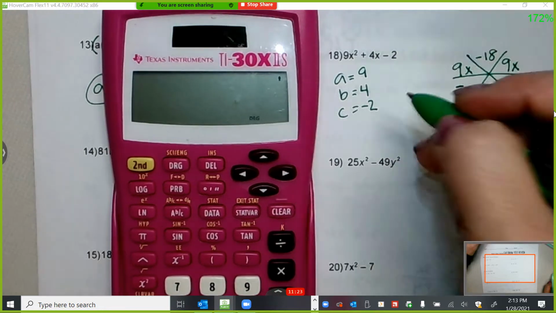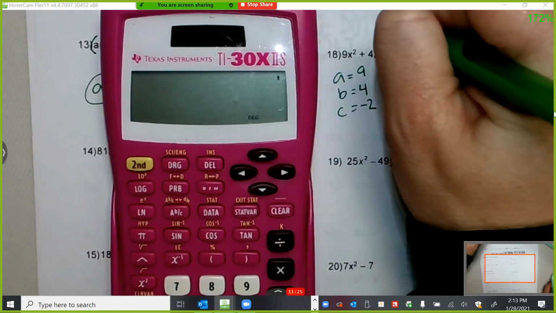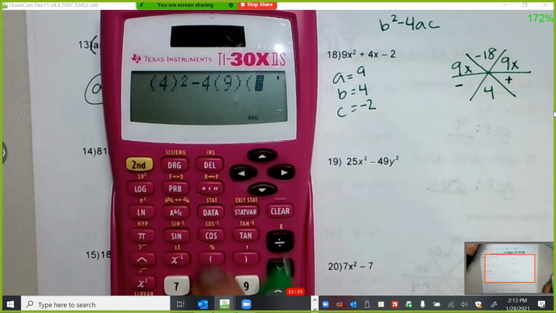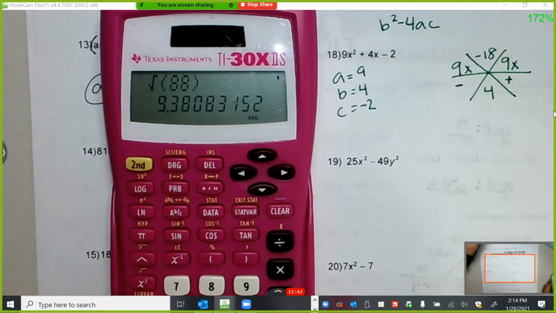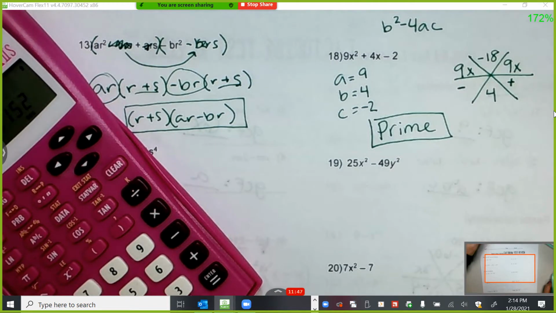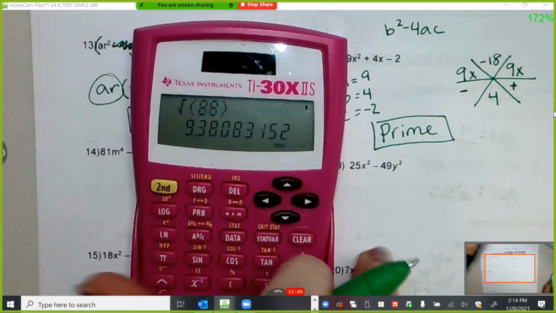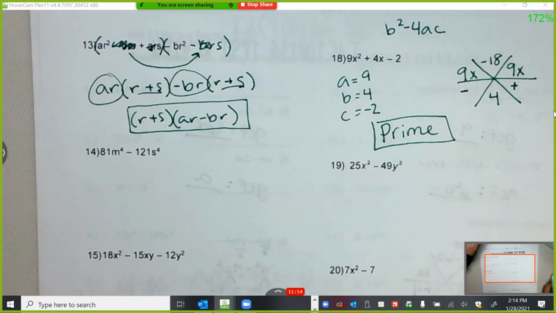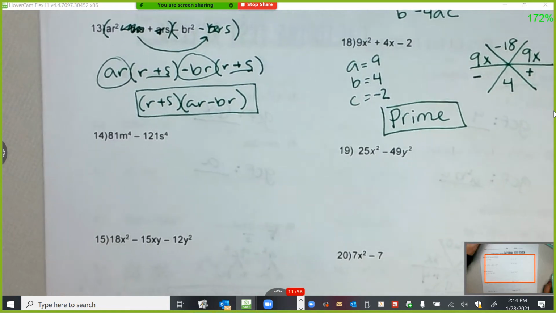So remember, when we check to make sure it's factorable, we use b squared minus 4 times a times c. You don't even have to write it out. So 4 squared minus 4 times a, which is 9, times negative 2, which is c. And it gives me 88. If you're unsure, you can put it here. It is not factorable, so this is prime. So I want you to see the way I checked that is I just did the square root of it, and it did not work. Okay, so it is prime.